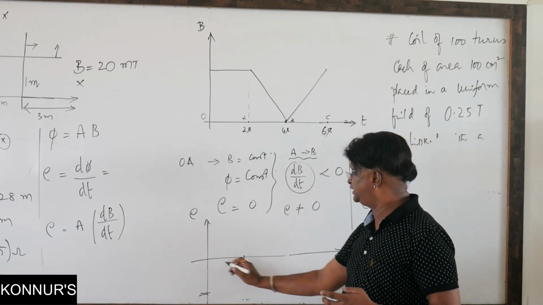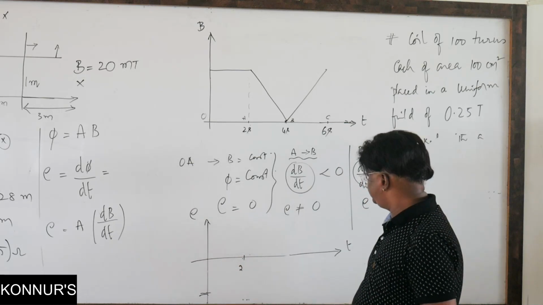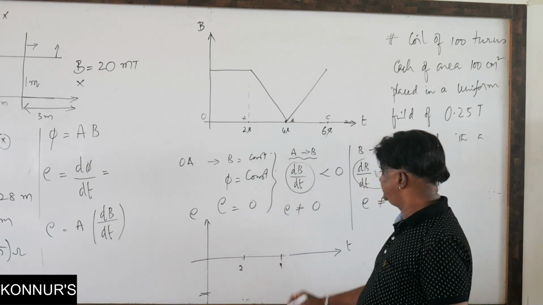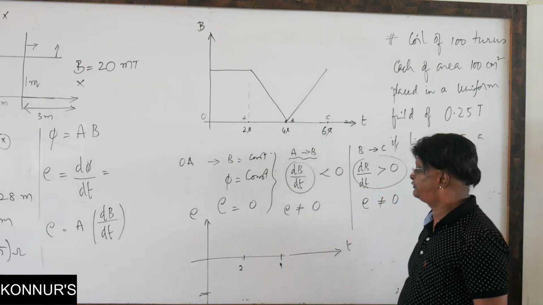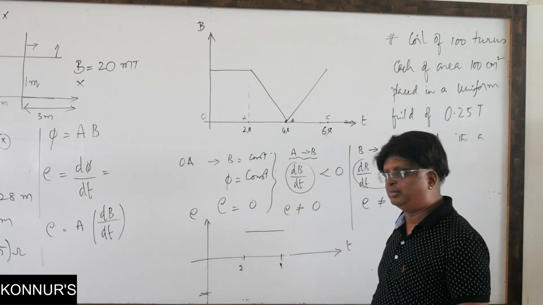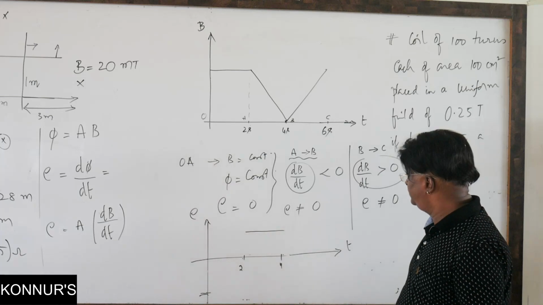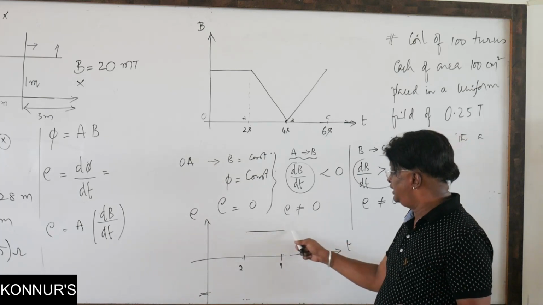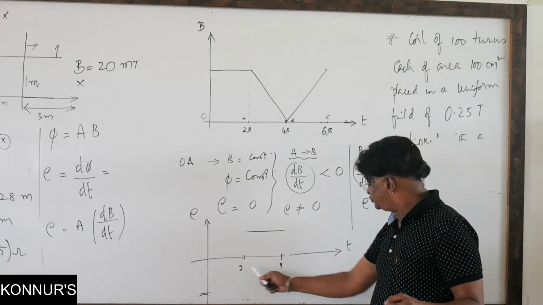From 0 to 2 seconds, no EMF. But from 2 to 4 seconds, there is EMF in a specific direction. Supposing this is the EMF, which is steady EMF because of the steady value of dΦ/dt, this is the EMF from 2 to 4 seconds.